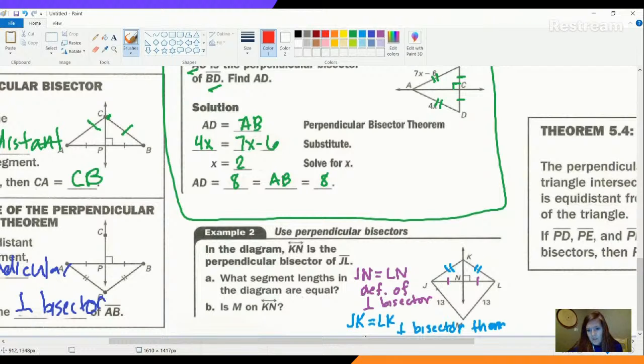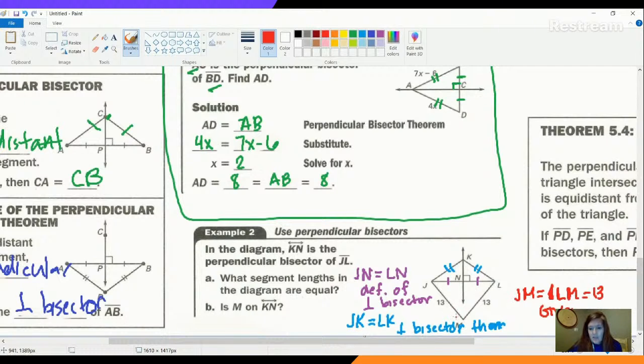Look at this, the distance from J to M and L to M both equal 13. So that's just given to us, right? All right, so those are all the things that we can assume are equal.